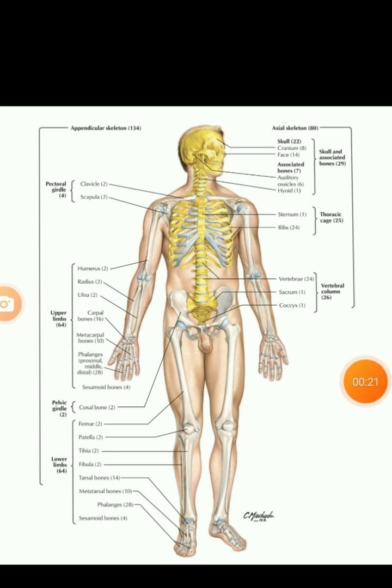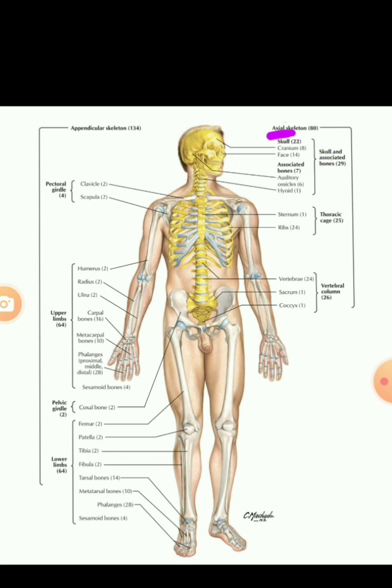So let's start, guys. First of all, the human skeleton has two parts, guys. First is the axial skeleton, and second is the appendicular skeleton. The axial skeleton is made up of 80 bones. We are going to calculate these 80 bones first, and after that we are going to calculate the appendicular skeleton, 126 bones. So first we have the skull.